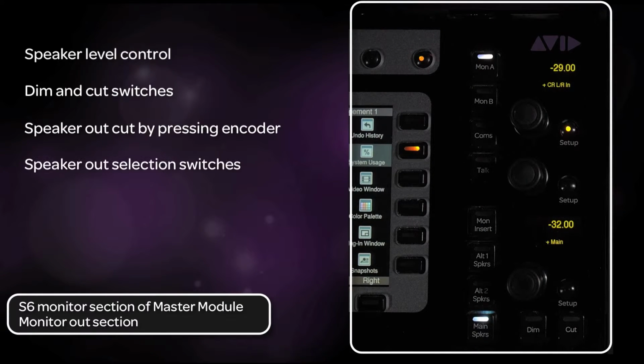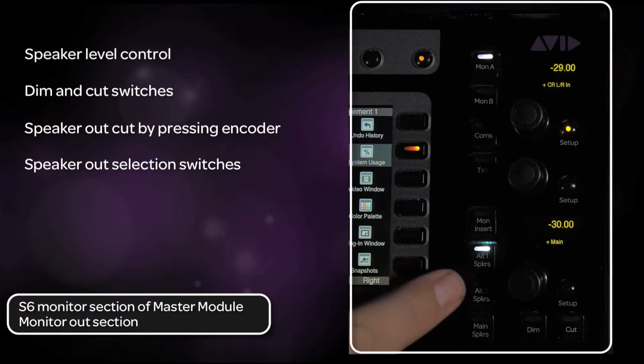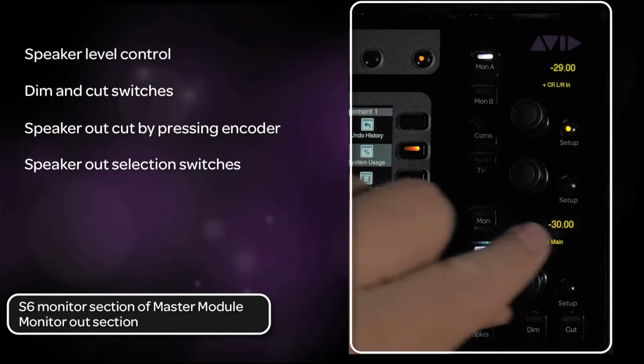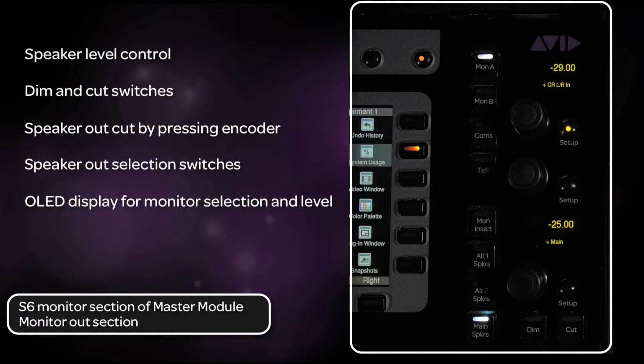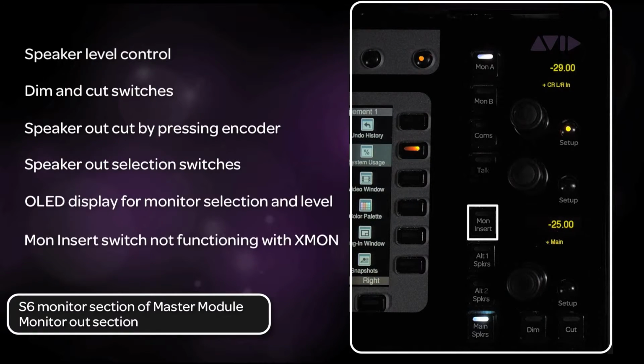Next to the encoder are the three switches that let you choose main, alt, or MIDI speaker outputs. Each has an independent level control. Right above this encoder is an OLED display showing current monitor source selection and level. The monitor insert function switch is not operational with XMON.